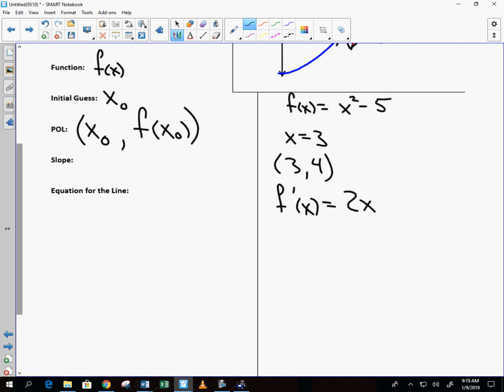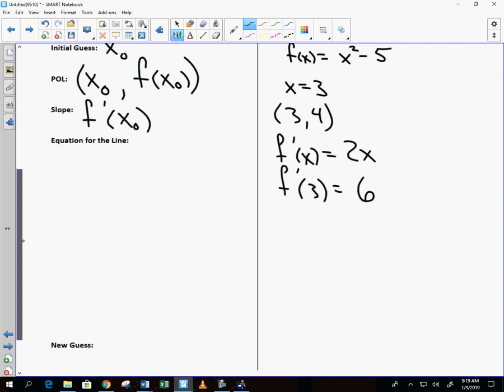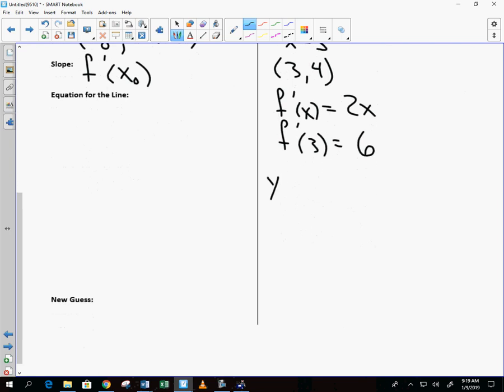At what spot are we finding the derivative? 3. So what's the slope at 3? 6. So f prime of 3 is equal to 6. So over here, if you want to find the slope, what did we do? We took the derivative of the function, which is f prime, and you plugged in x sub 0, meaning your guess. Let's see the magic now at work. As you said, Katie, we have y minus y1 is equal to m times x minus x1.